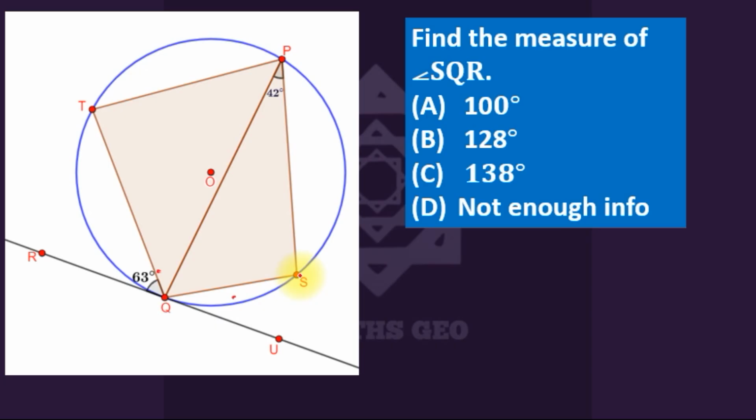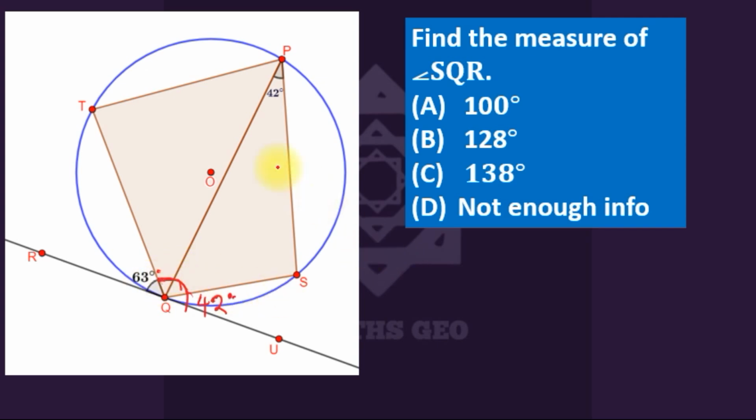Asked to find the measure of angle SQR. So we are looking for SQ. Once we know this angle, we add it to 63. That's what we are looking for. But before we can get this one, we need this, because from the alternate segment theorem, this is 42. So using angles on a straight line, we'll get this. Finally, we'll add it to that.